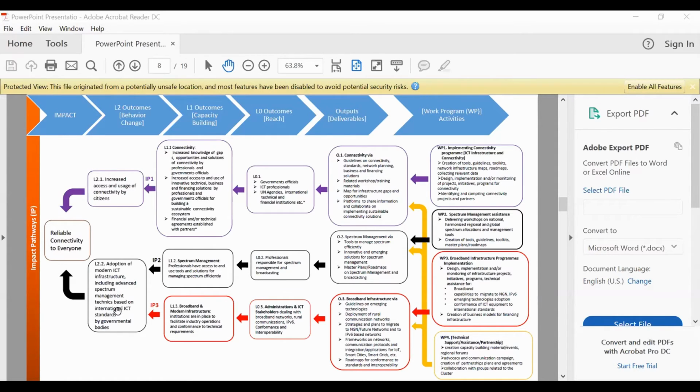The next one is the adoption of modern ICT infrastructure, including advanced spectrum management techniques based on international ICT standards by government bodies. And one of them is the spectrum management and broadcasting.